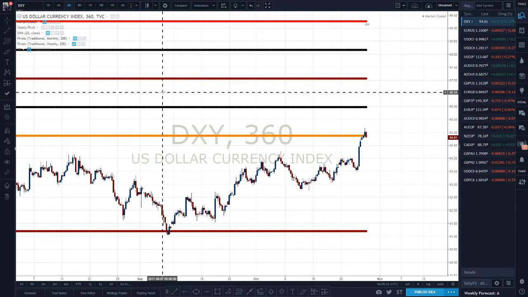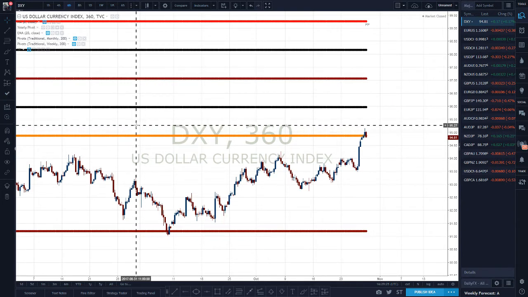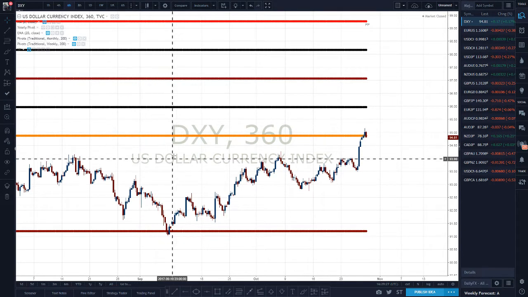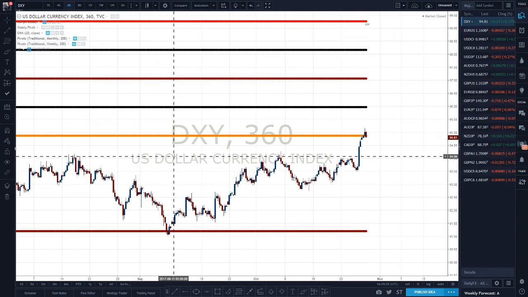Here's the yearly pivots. Price likes to bounce between the yearly pivots from pivot to pivot. However, you can't just buy and sell at every major pivot. You need a few filters to make sure that the pivots are holding.